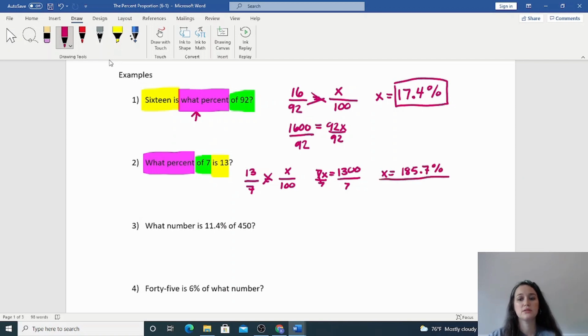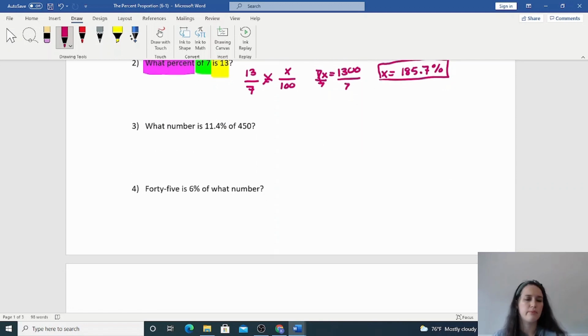Okay? And that makes sense because if my whole is 7, but my part is 13, I have more than my whole. I am over 100%. So that can definitely happen. All right. Oh, I'm going to go ahead and scroll again.